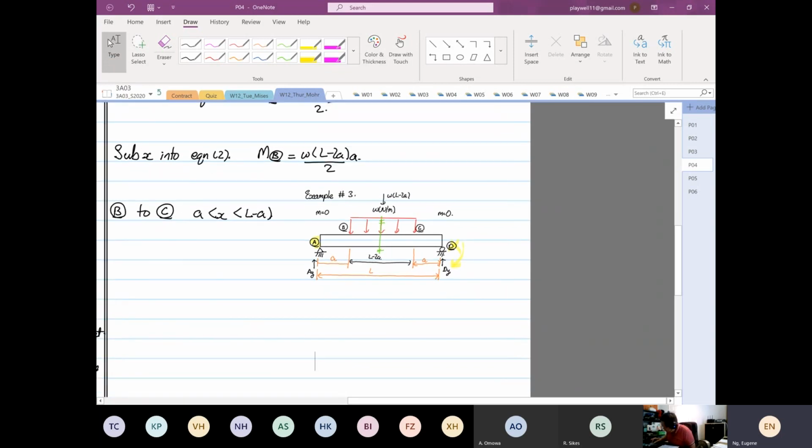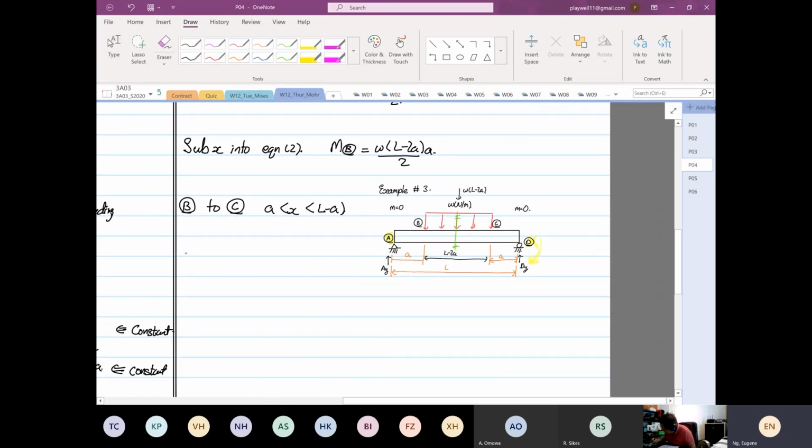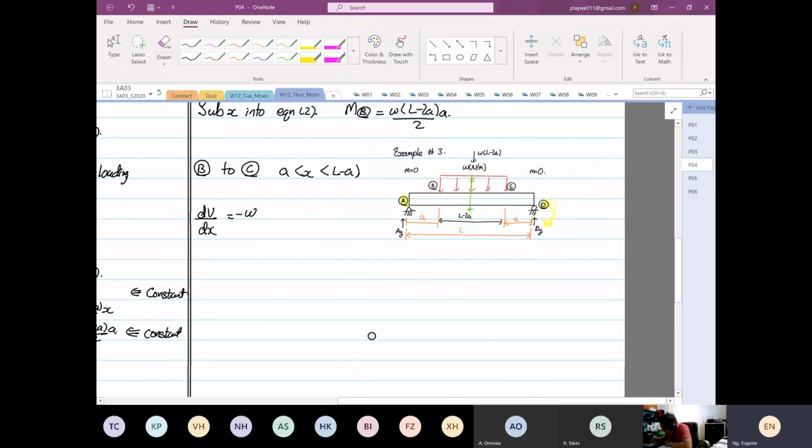So now all you need to do is just say dV by dx. Between point B to point C, you know that you're going to have what? Minus ω as a function of x, or just minus ω, right? So you're going to write down V. So the limit is V as a function of x minus the shear force at point where? At point B. So this will be in the limits of A to X, and then you know that this has to be minus ω dx.